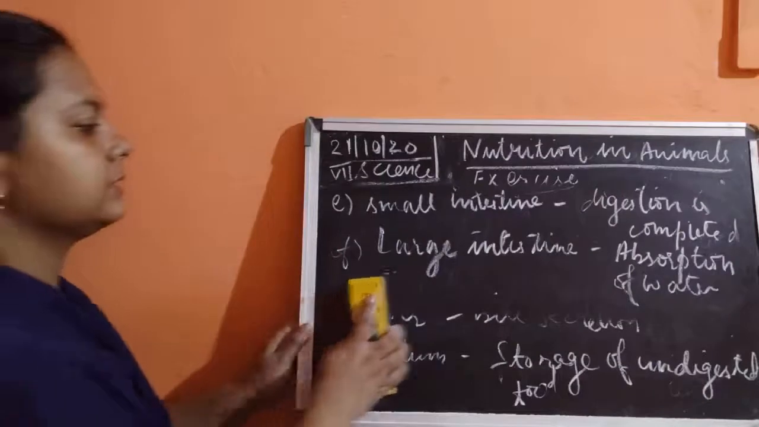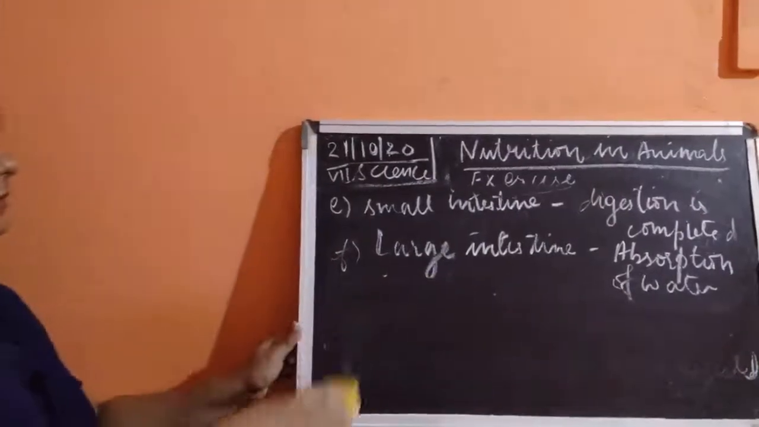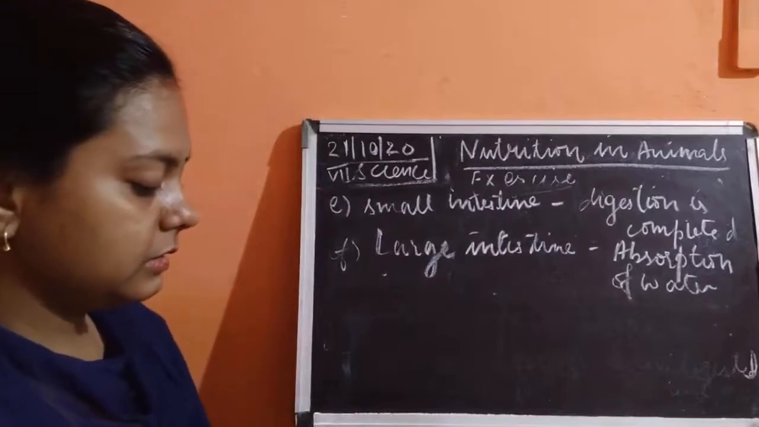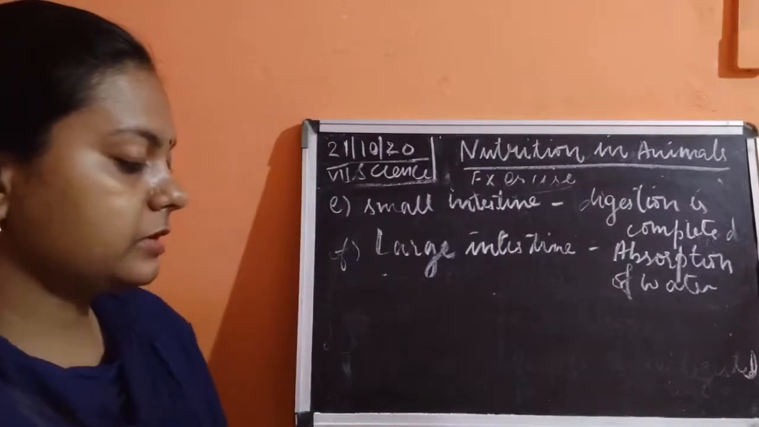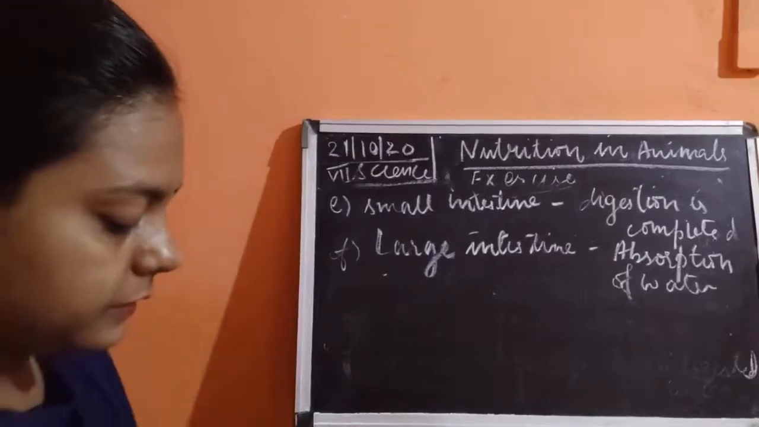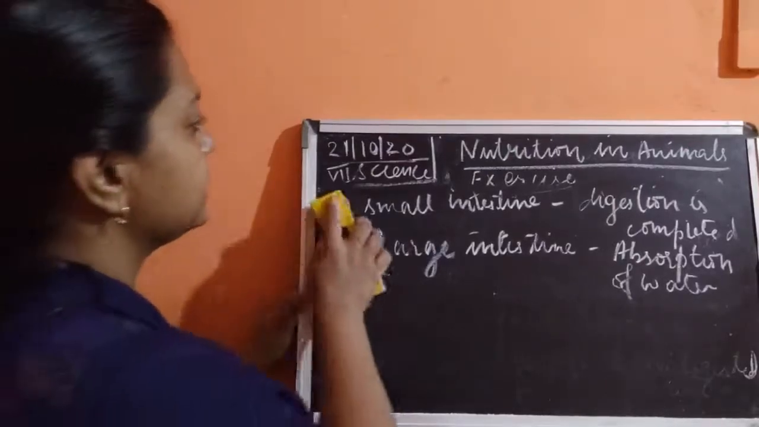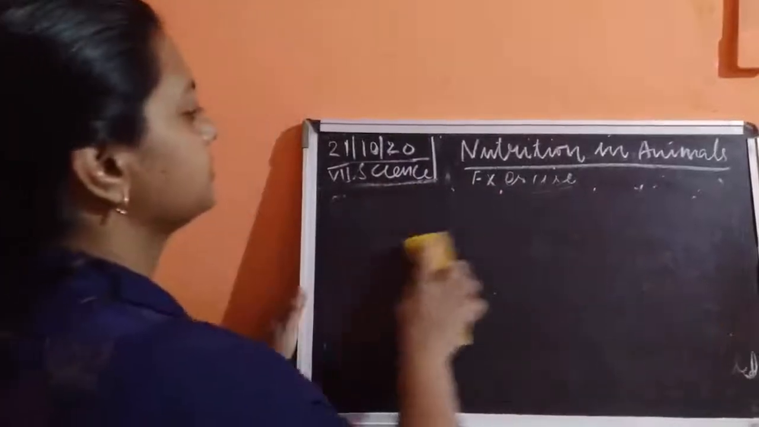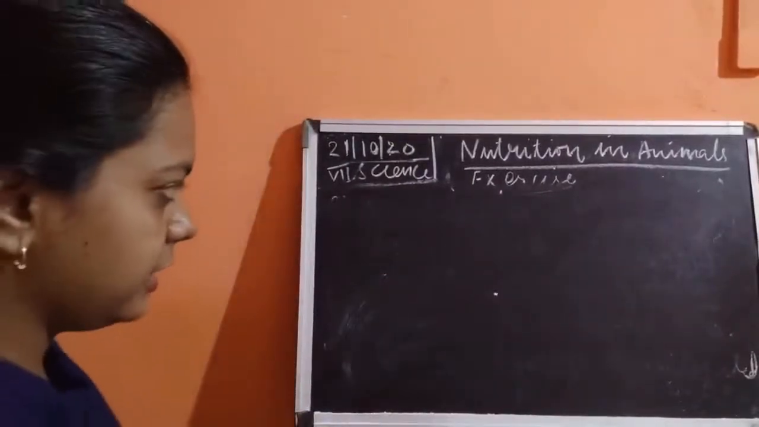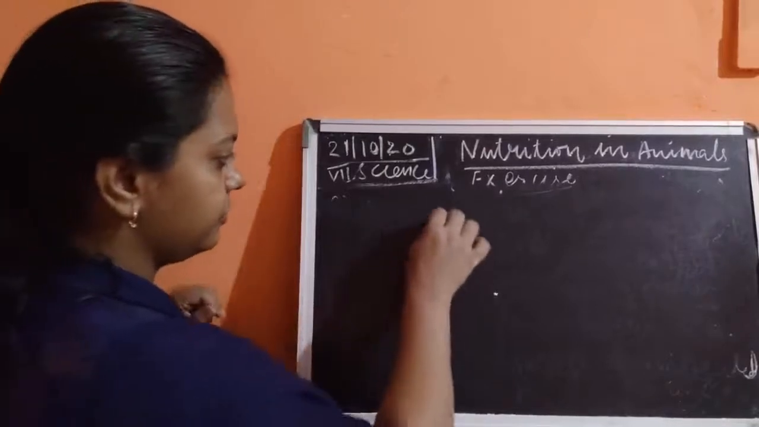The next is, so this is about the 11th question. Then next is question number 12. You have to label the digestive system. So you can easily label it. As you have drawn this, it is already drawn. I'll just draw it for you.